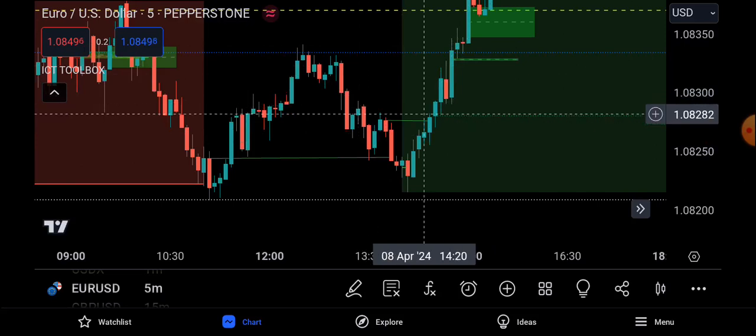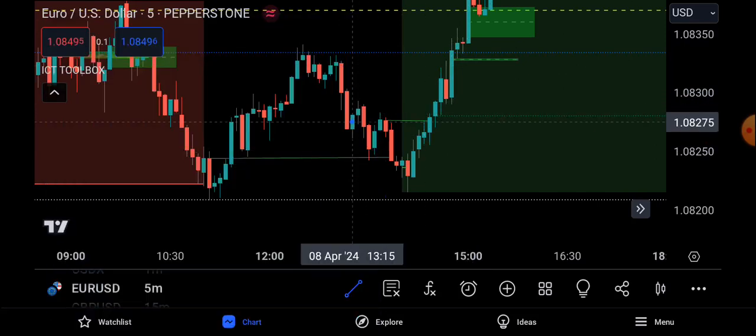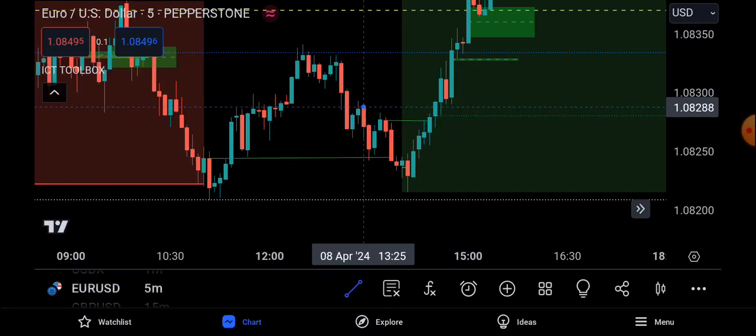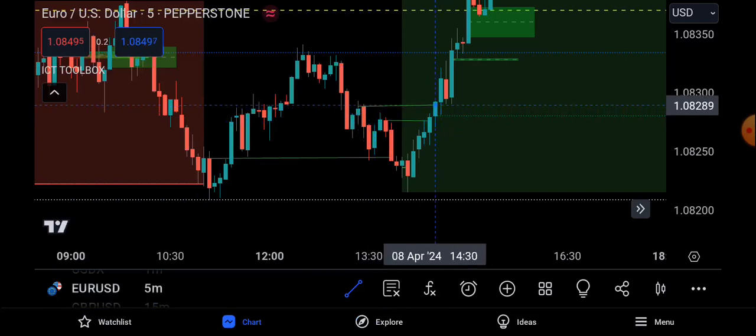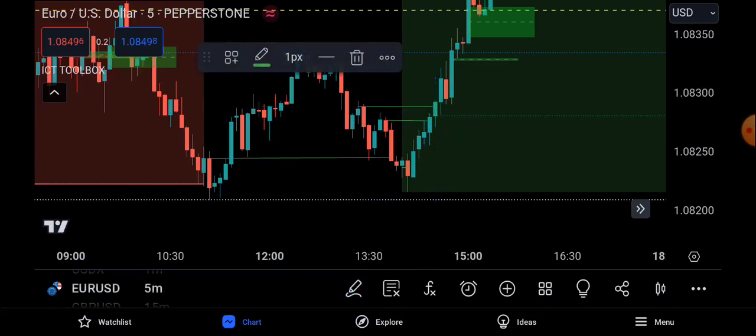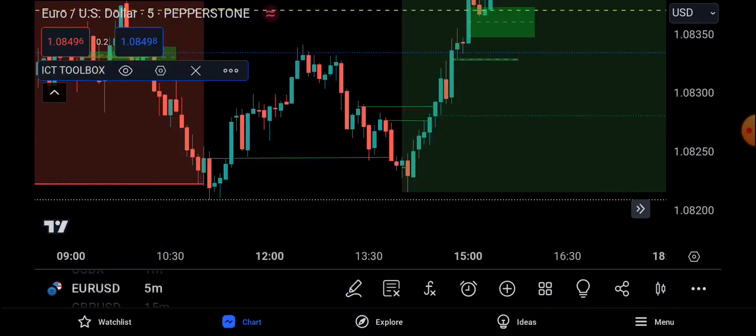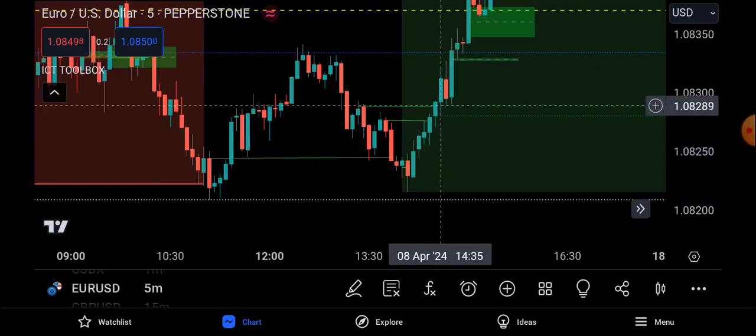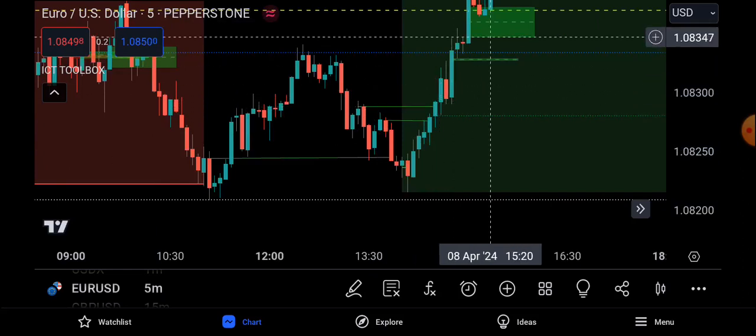So you could have used this. You could have drawn a line at the body of that, push it to there. That candlestick closed above the body of the bearish candle. My entry would have been on this candlestick right there. Then would have seen it go higher.